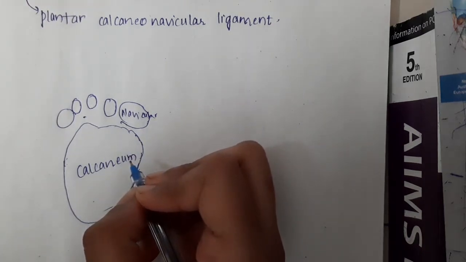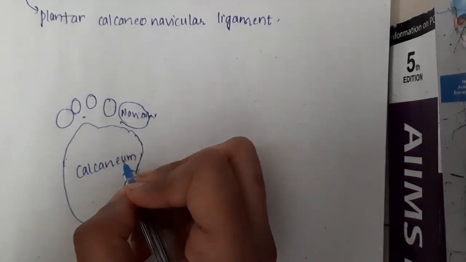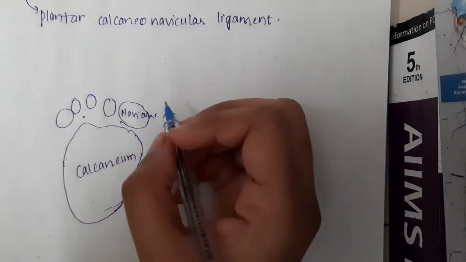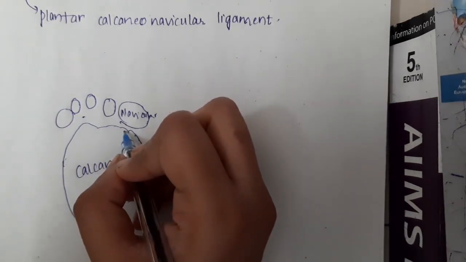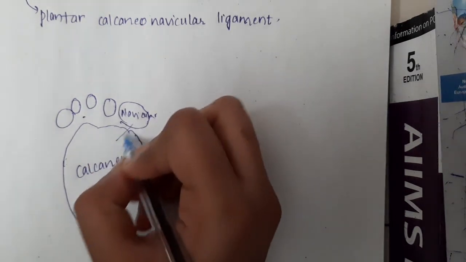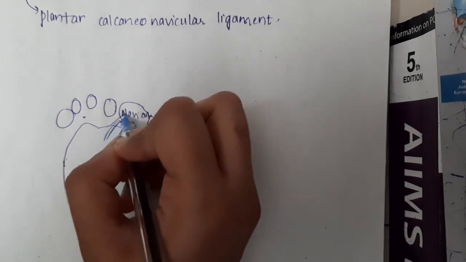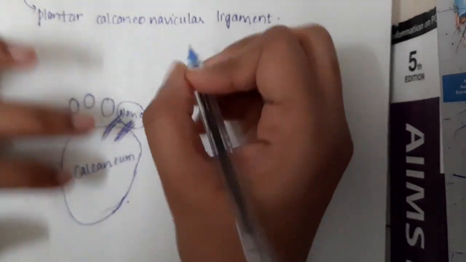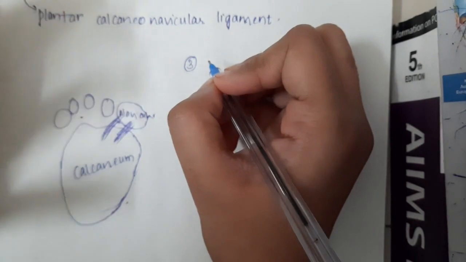This consists of mainly three different types of ligaments. We have the superomedial ligament, the medioplantar or intermediate calcaneonavicular ligament, and the lateral calcaneonavicular ligament. It's difficult to draw here.